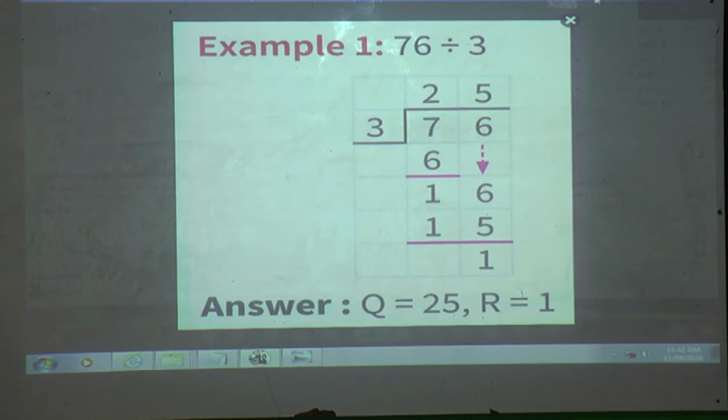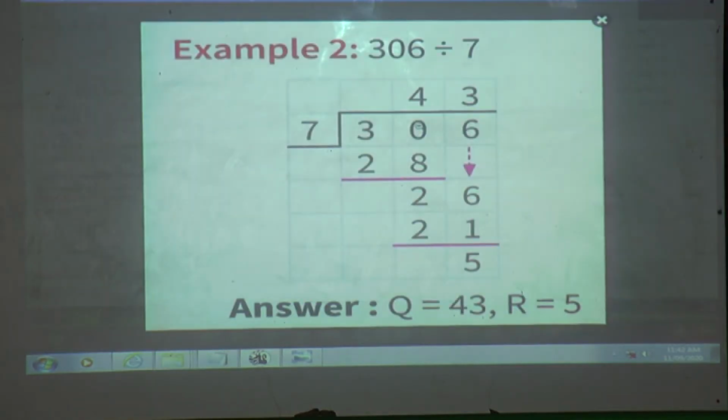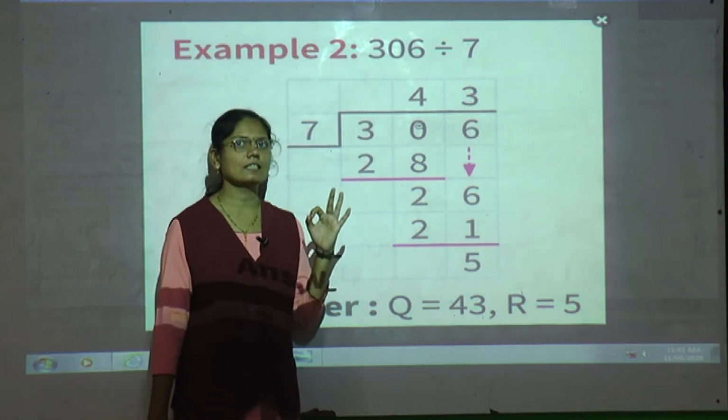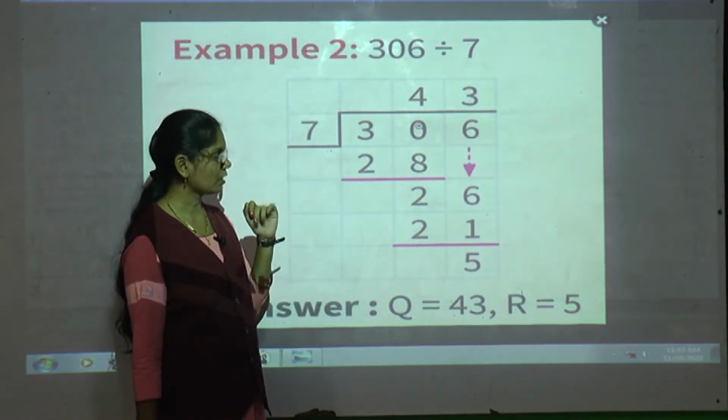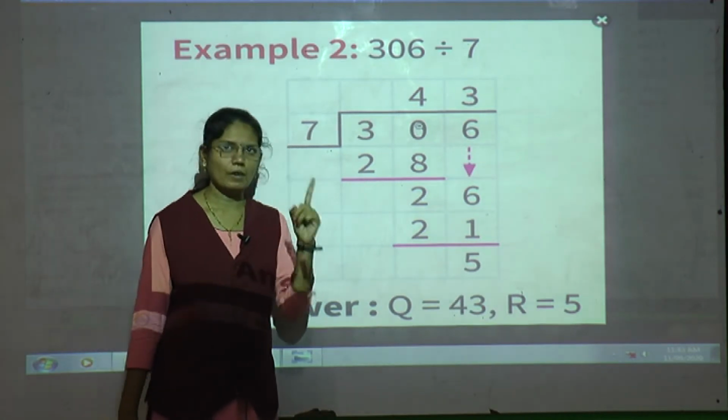Okay. Here I will show you one more example and then we will move to the next exercise. Example number 2. See the question is 306 divided by 7. Now 306 is a 3 digit number and 7 is a divisor, it is a 1 digit number.